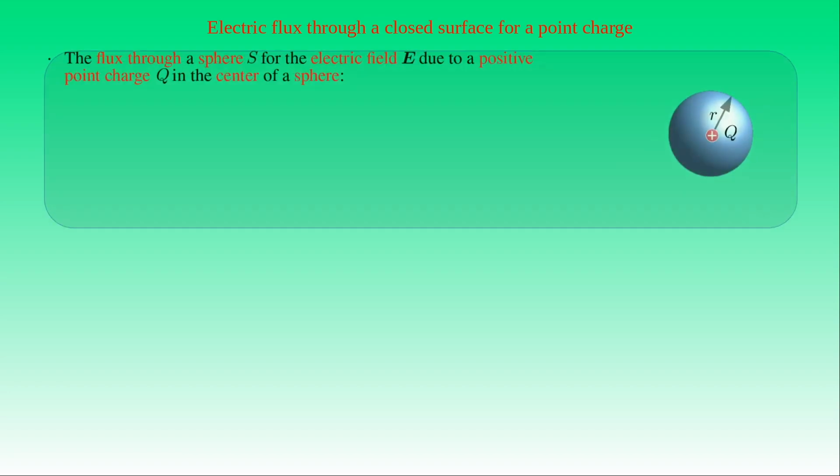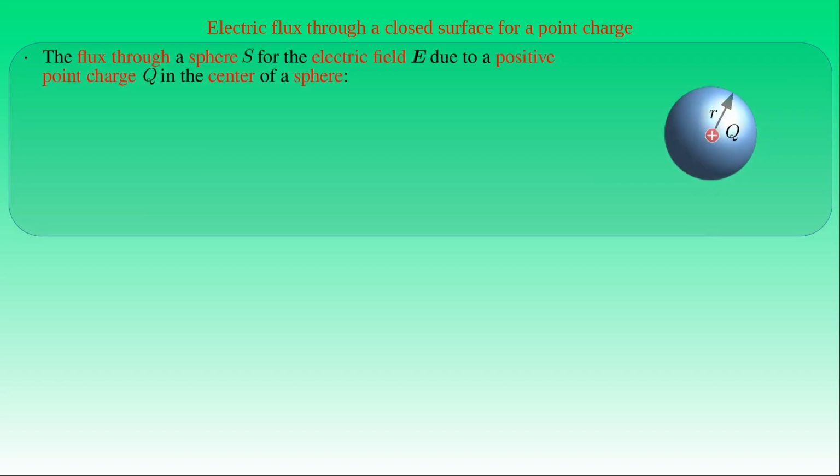Now we can determine the flux through an arbitrary closed surface for the electric field due to a point charge. We calculate the electric flux when the point charge is inside and outside the volume enclosed by the surface. We start with the simplest case, where a positive point charge Q is placed at the center of a spherical surface S with the radius r. Then both the electric field strength E due to the point charge and the surface normal A are perpendicular to the sphere at each point.